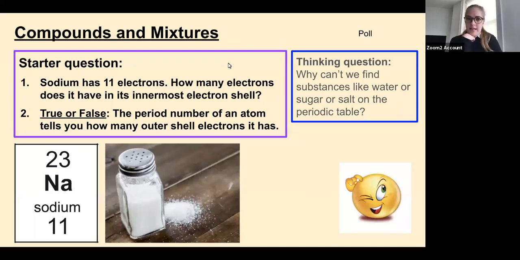So the first question is, if sodium has 11 electrons, how many electrons does it have in its innermost electron shell? And the second question is a true or false question asking you to tell me if the period number of an atom tells you how many outer shell electrons it has. So is this true or false? All right, so could I get the starter question polls up, Miss McGinley?